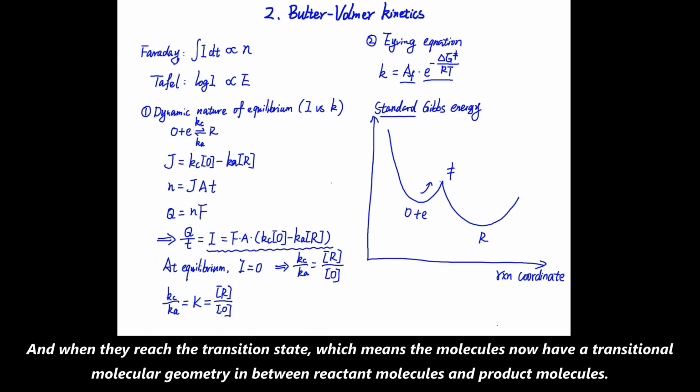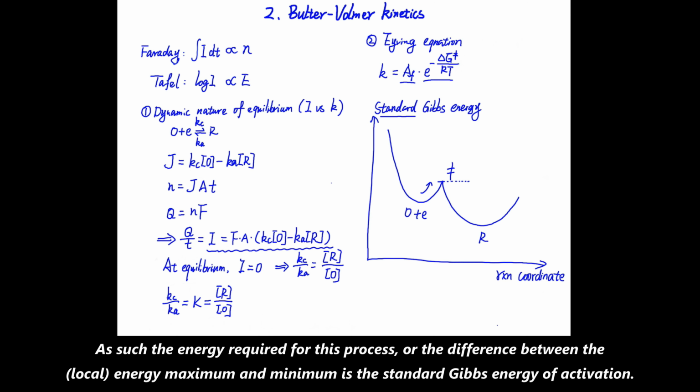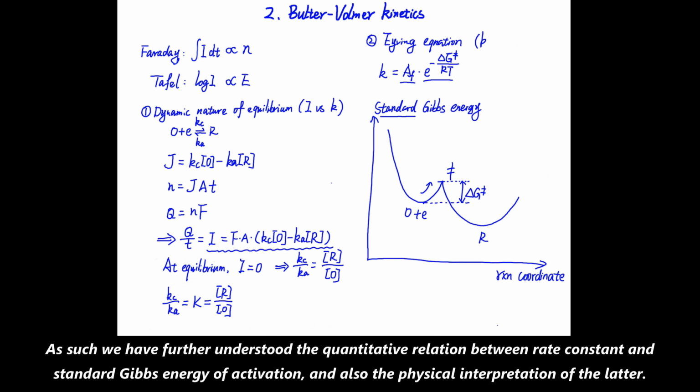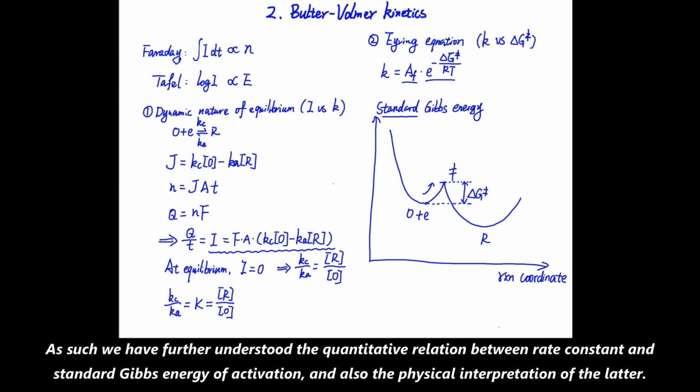And when it reaches the transition state, the molecules now have a transitional molecular geometry in between reactant molecules and product molecules. As such, the energy required for this process, the difference between the energy maximum and minimum, is the standard Gibbs energy of activation. As such, we have further understood the quantitative relation between rate constant and the standard Gibbs energy of activation, and also the physical interpretation of the latter.